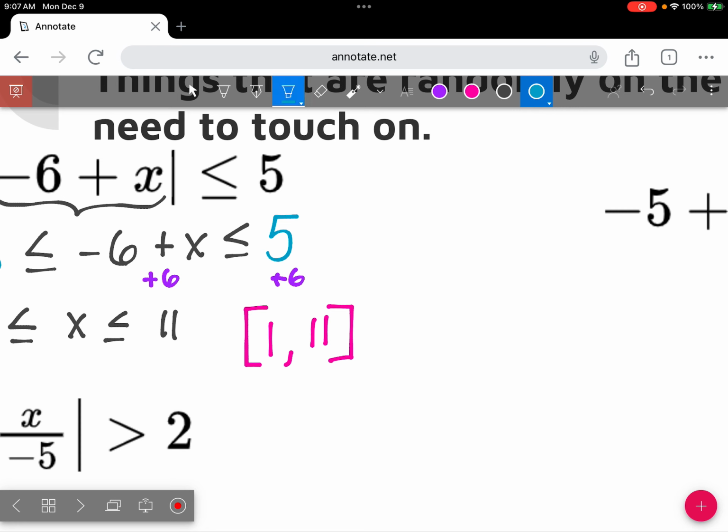You should have done these before, but it may have been since Algebra 1 the last time we did an absolute value inequality. But that's our interval on which we have a solution. So we isolate our absolute value, and then we can deal with our inequality.